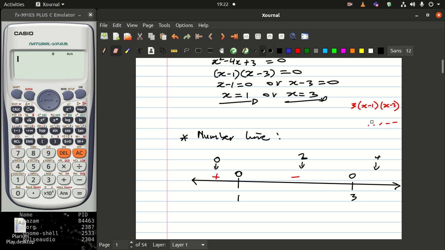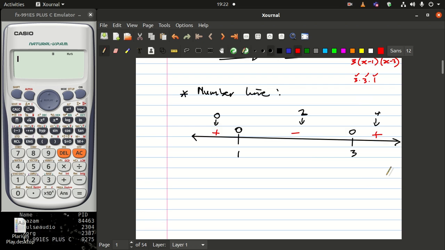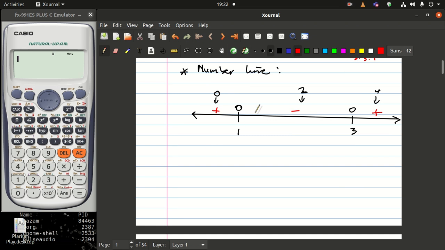If you look into this here, if I plug in a 4, 4 minus 1 is going to be a 3. So I'll get a 3 times a 1. So this is positive, and this is positive. Positive times positive is actually going to be a positive. What does this thing actually mean? This thing is actually telling us something like this.